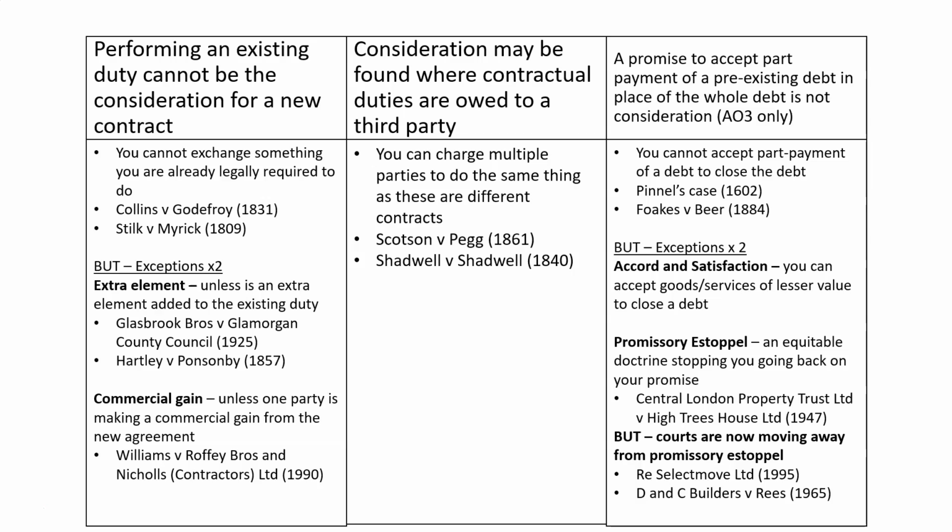There are two exceptions to that, though, which are extra element and commercial gain. We'll start with extra element. Extra element is if you are doing a pre-existing duty but you're adding an extra element to it, then that actually can be good consideration.